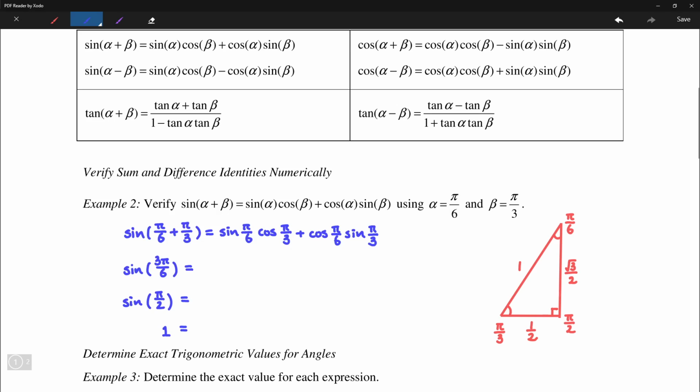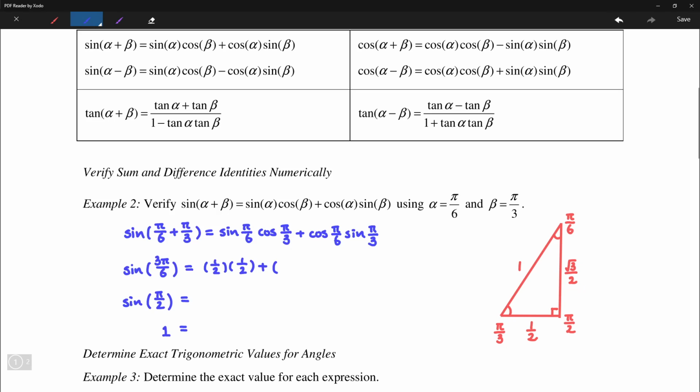On the right-hand side, sine pi/6 is 1/2. Cosine pi/3 is also 1/2. We can use the special triangle on the right to figure this out. So for example, sine pi/6, we are looking at the opposite side, that's 1/2. For cosine pi/3, the adjacent side is also 1/2, so that's how we can use this special triangle. And likewise, for cosine pi/6, we'll have √3/2 right here. And then for sine pi/3, again, the opposite side, √3/2.